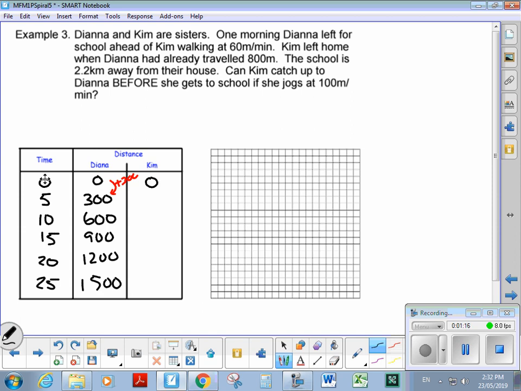All right, Kim. Kim left home when Diana had already traveled 800 meters. So the 800 meters is not there. The school is 2.2 kilometers away from their house. Can Kim catch up to Diana before she gets to school if she jogs at 100 meters per minute? I'm going to look at this a little bit differently.